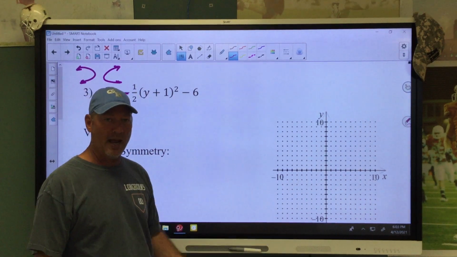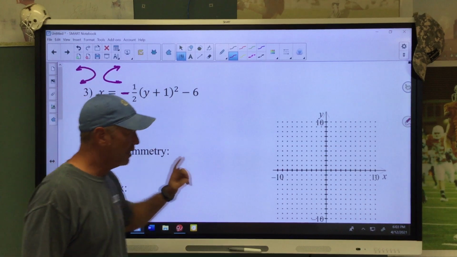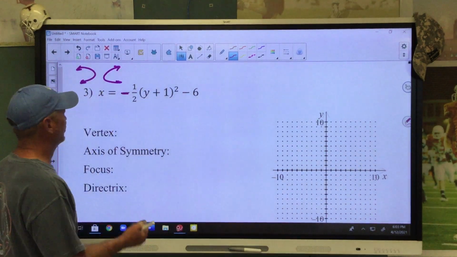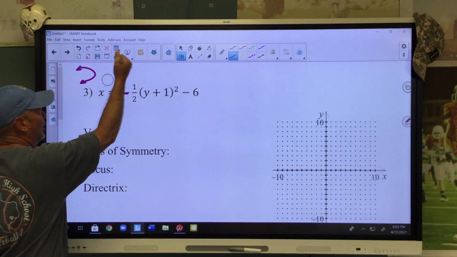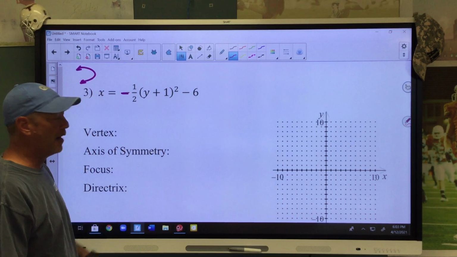So that means my graph is going to open up to the left. If this a value was positive, then I would open up to the right where my positive x values were. All right? So this just eliminated that graph. Okay? We're going to open up. Now we need to find our vertex.